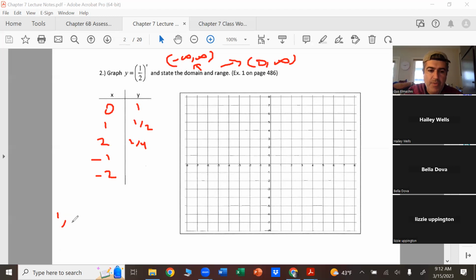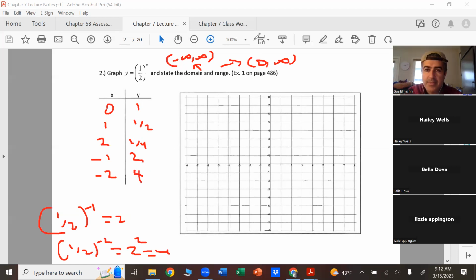And then this gets reversed. If you do (1/2) raised to -1, you flip the base, which becomes 2. If you do (1/2) to the -2 power, you flip the base and square, that becomes 4. So everything gets reversed compared to 2^x. And this is going to be decay, not growth, because my base is between 0 and 1, not bigger than 1. So we call this decay. So -1, 2, -2, 4, 0, 1, and so on.